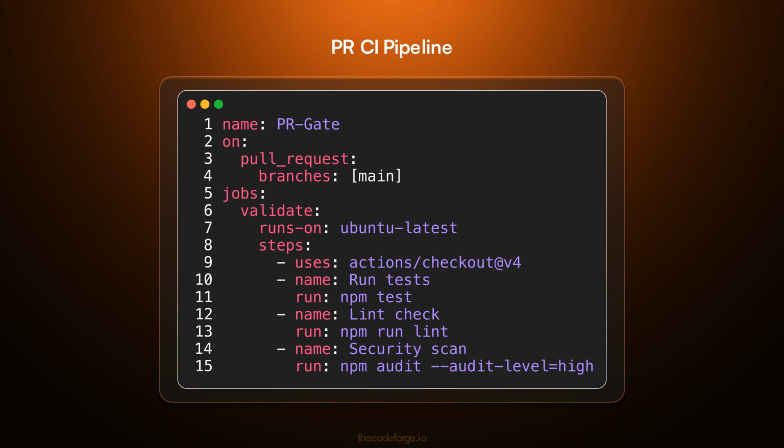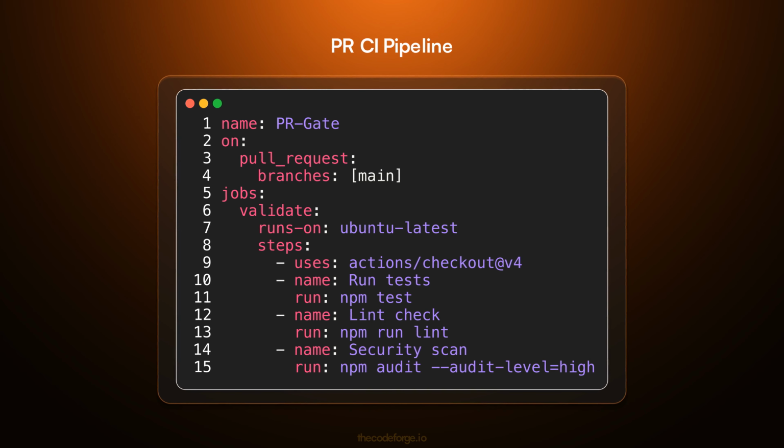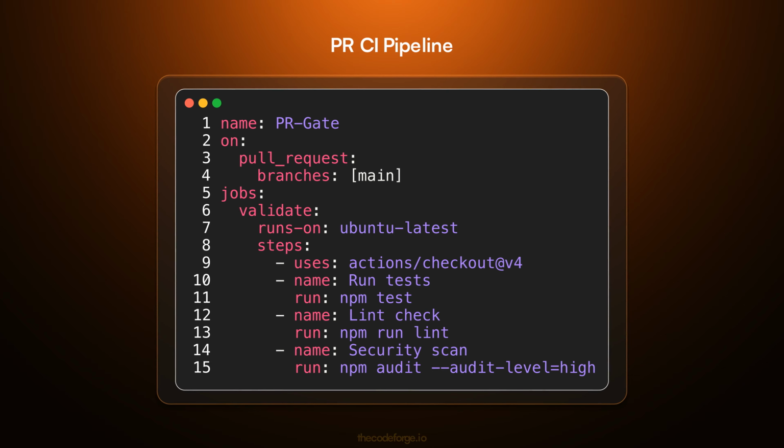Here's a sample CI pipeline for PRs. It runs tests, linting, and a security audit. If any step fails, the PR cannot merge. This ensures that only validated code reaches main.